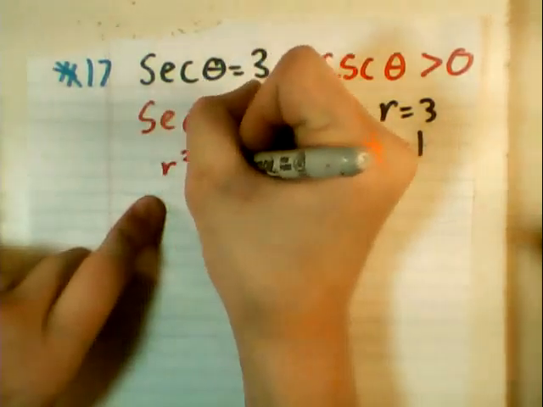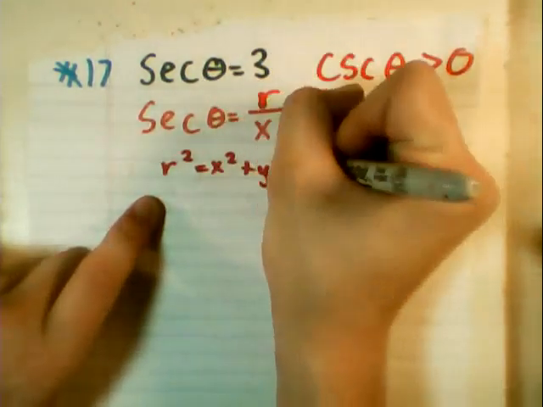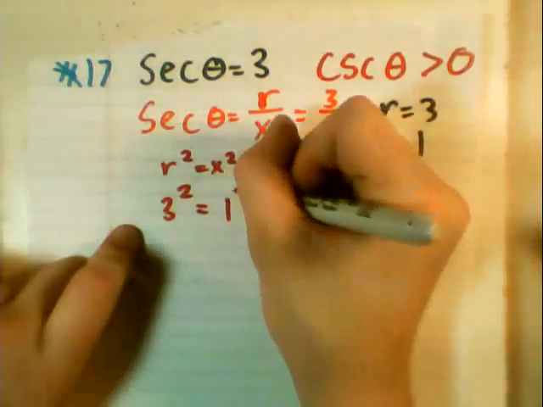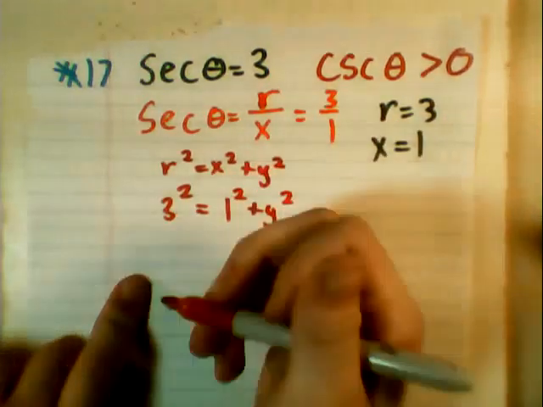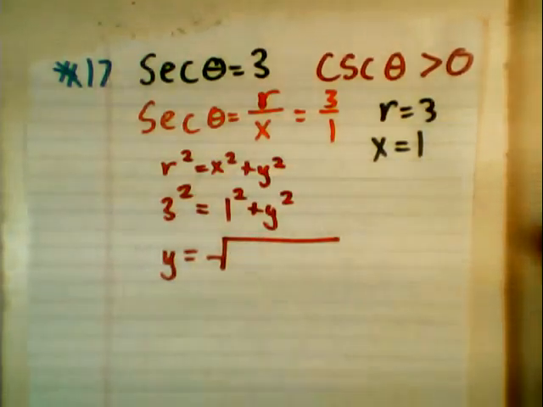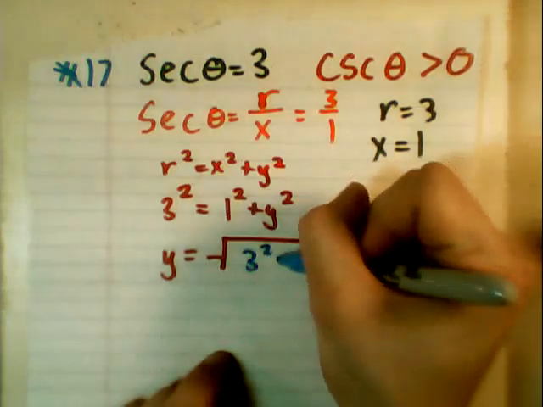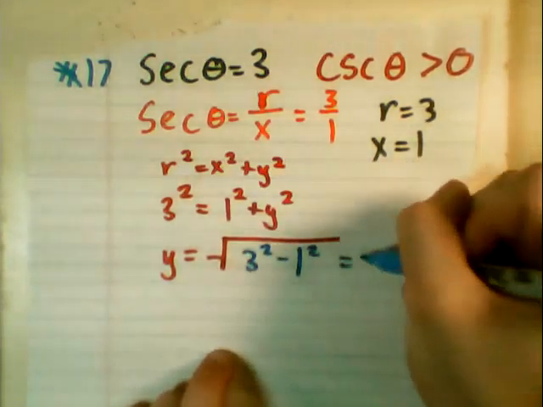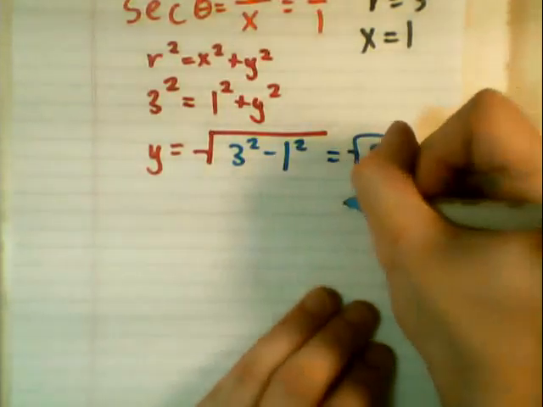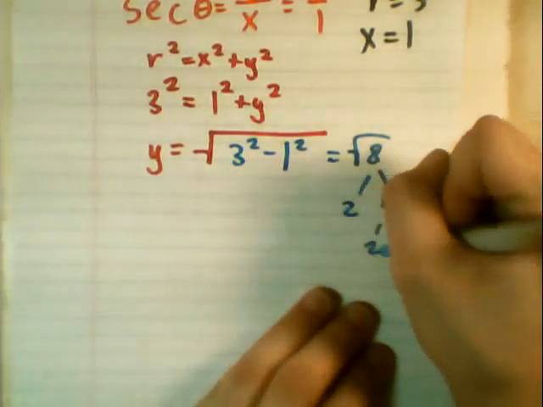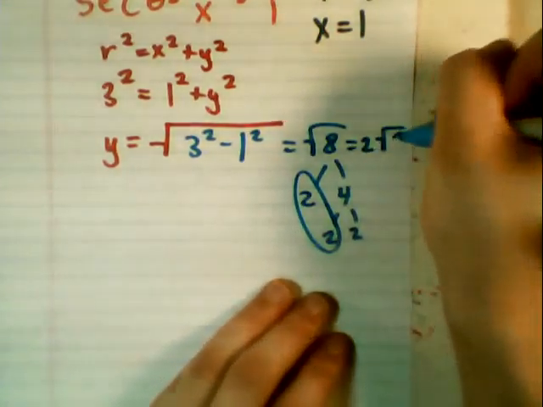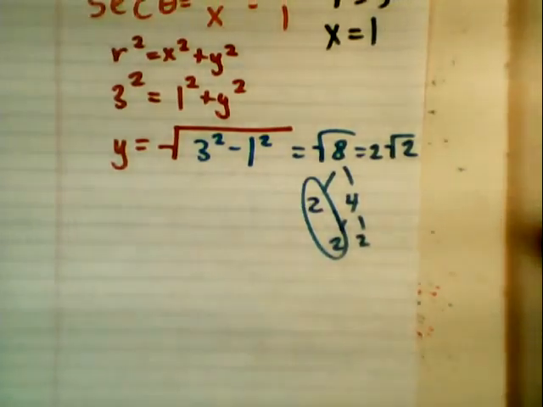So r squared equals x squared plus y squared. 3 squared equals 1 squared plus y squared. So then, go straight to y. That's the square root of 3 squared minus 1 squared, which equals the square root of 8, which, when we take it apart, group 2, and that's 2 square root of 2. So we know our y.